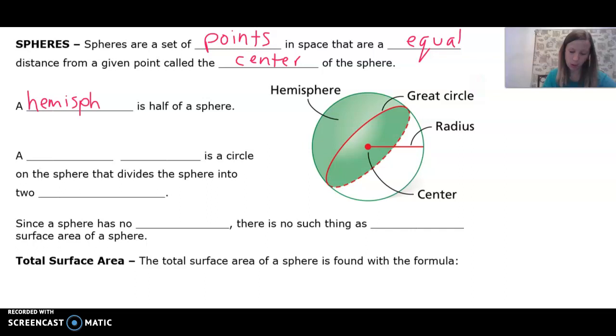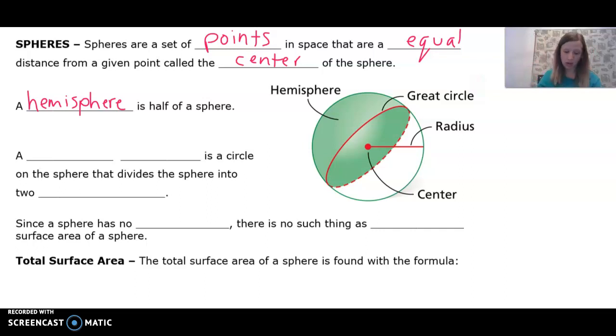I'm sure you've probably heard that word before. For instance, in the United States, we live in the northern hemisphere, and Australia, for instance, is in the southern hemisphere. And they have opposite climates than we do, because we're on the top half of the earth and they're on the bottom half of the earth.